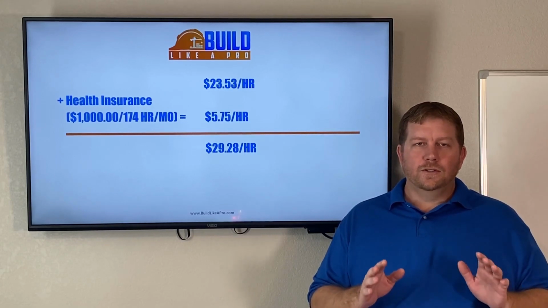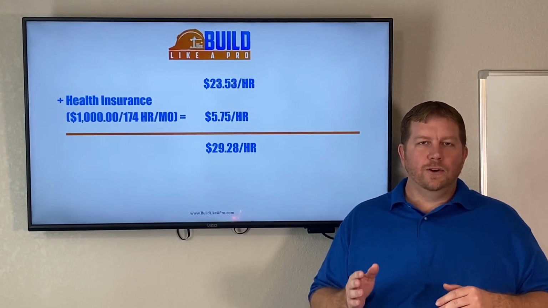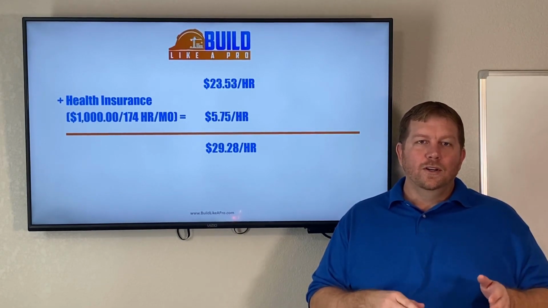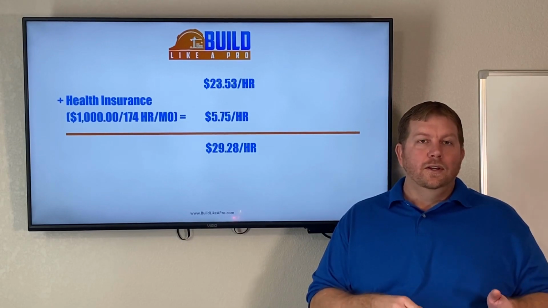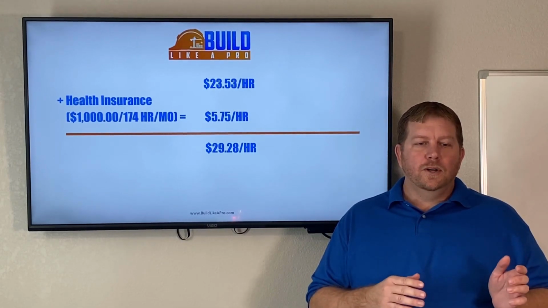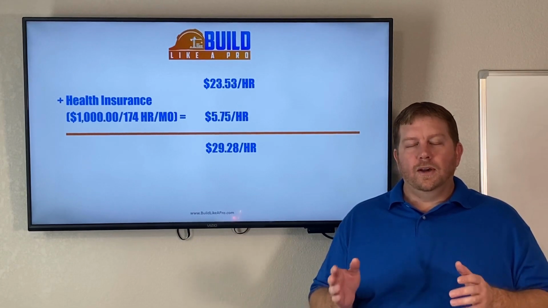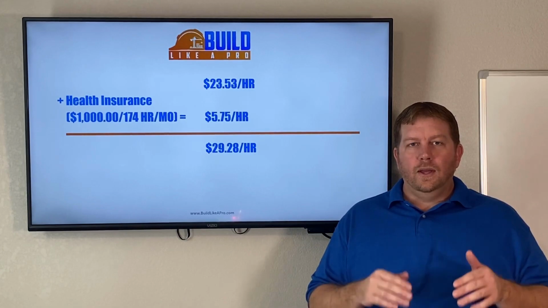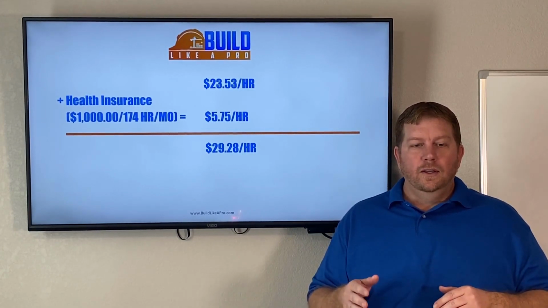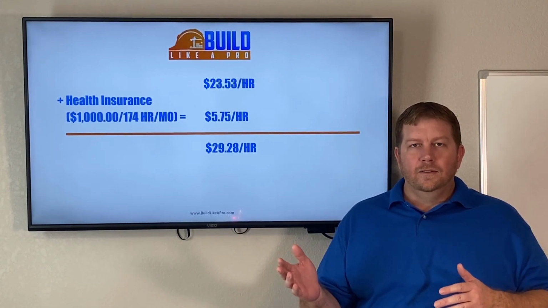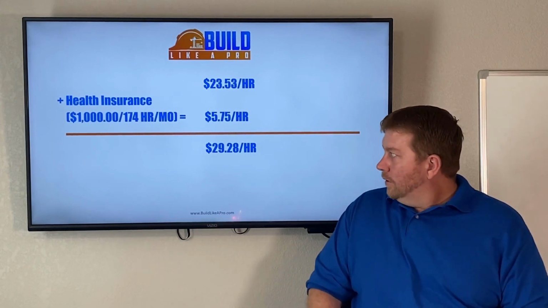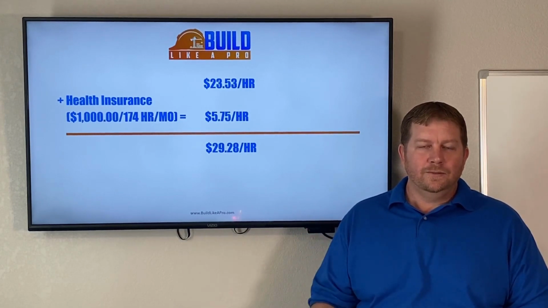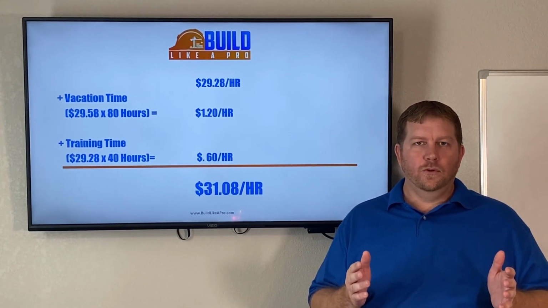Now I know some of you are going to say, I've got 40 hours by the time I start Thursday morning. Okay, I get it. But we've got to start somewhere, so let's just start with 40 hours a week. At 40 hours a week, that $1,000 is going to add approximately $5.75 to that labor cost. So adding that $5.75 to what we had, we end up with $29.28. I think it's $29.28. Yep. I have my glasses on, I can't see. It's $29.28. Okay, so the next thing we're going to throw in there is vacation time.